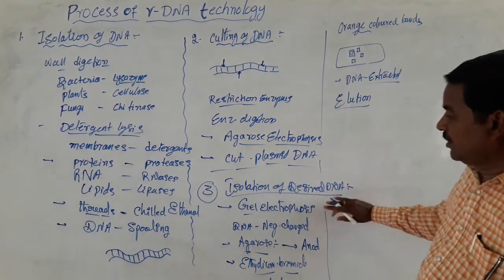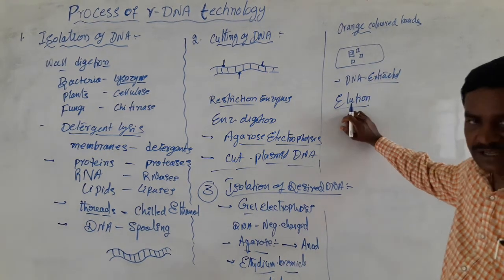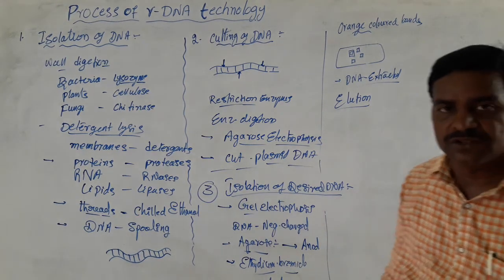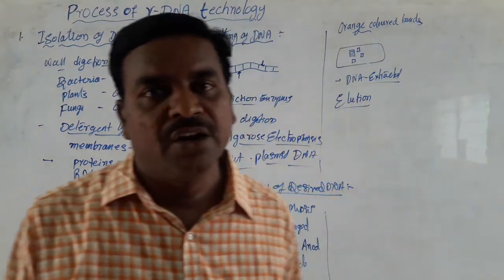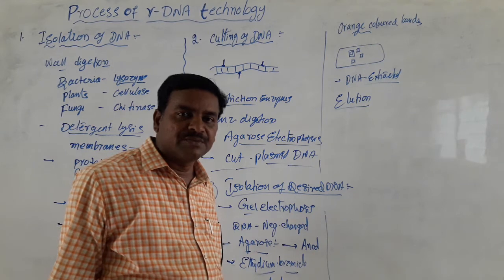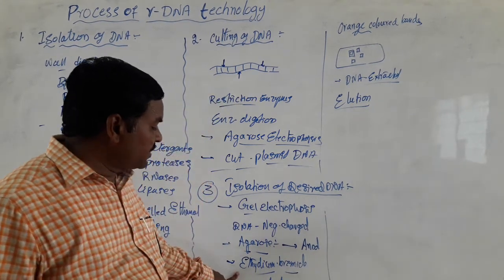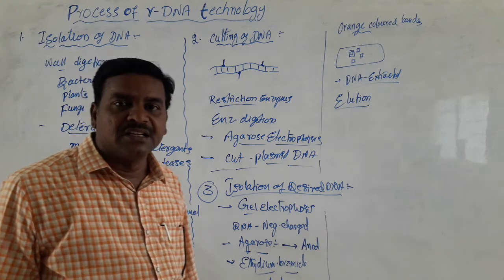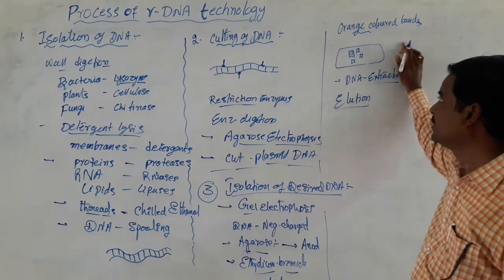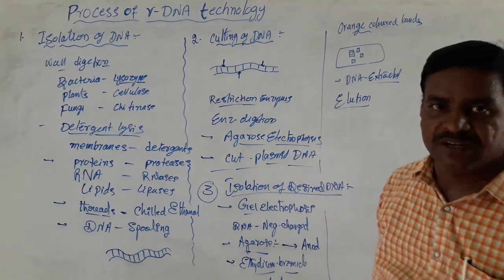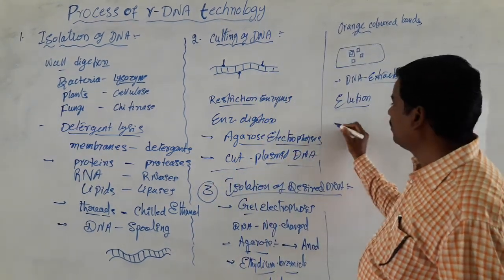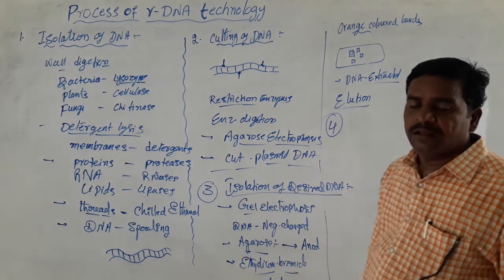Anyhow, these DNA fragments after enzyme digestion can be separated by using gel electrophoresis. DNA is negatively charged, so it is forced to move towards the anode in the electric field. Here the medium agarose is a polymer extracted from seaweed. After staining with ethidium bromide, we can visualize these DNA molecules under UV radiation as orange colored bands. These bands are cut out from the gel piece, and DNA is extracted from the gel. That is called elution.